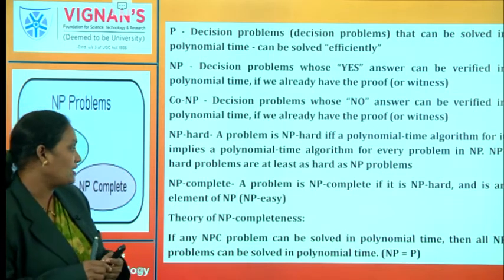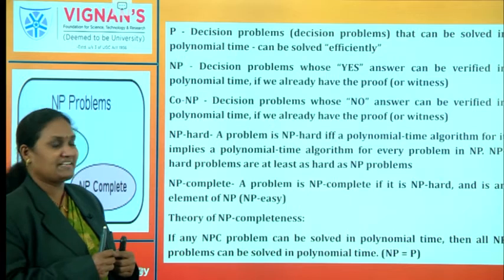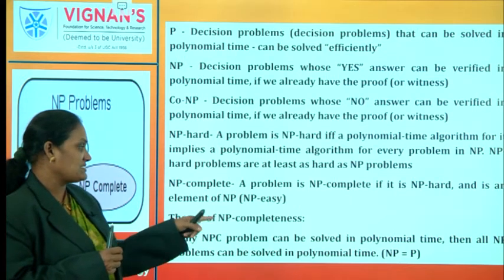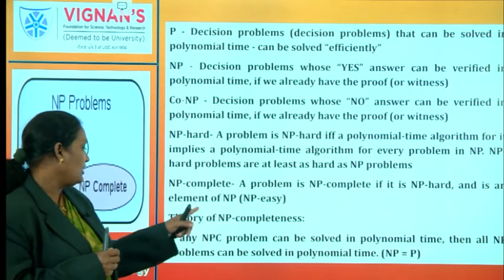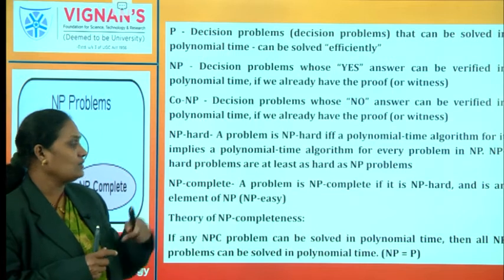Now next, what is the theory of NP completeness? Here we have a theorem for NP completeness. What is the theorem? If any NP complete problem can be solved in polynomial time, then all NP problems can be solved in polynomial time. That is, NP is equal to P.